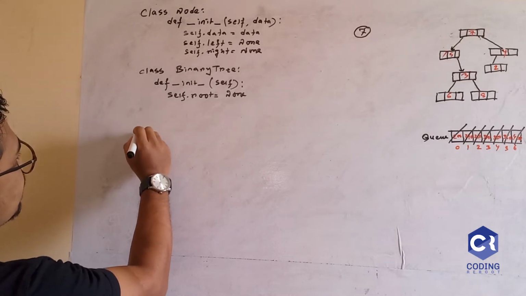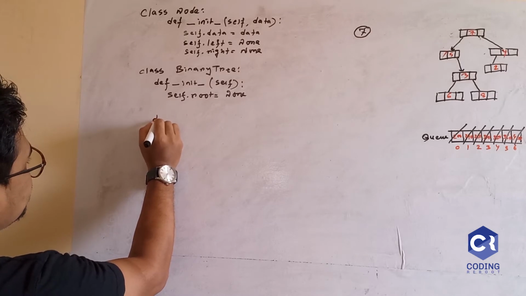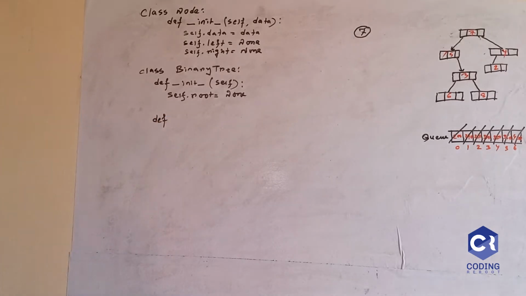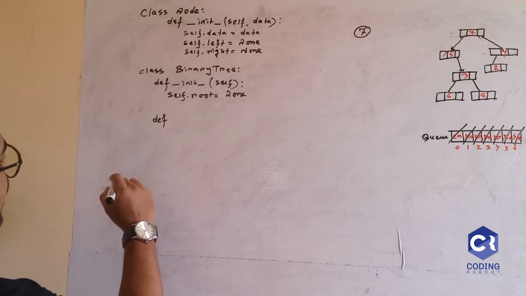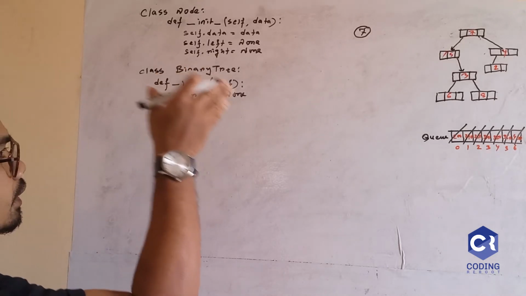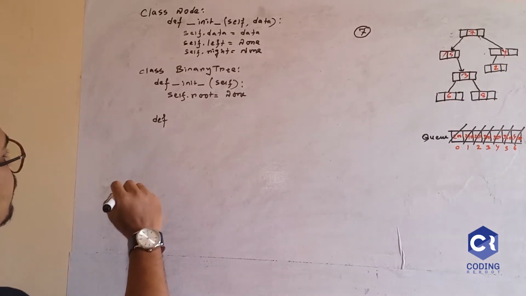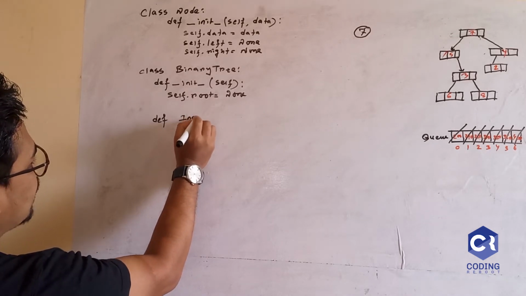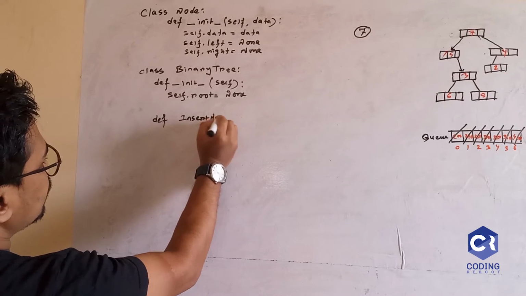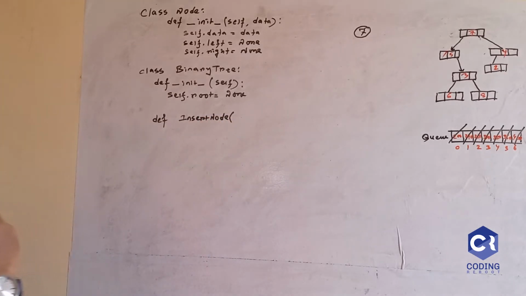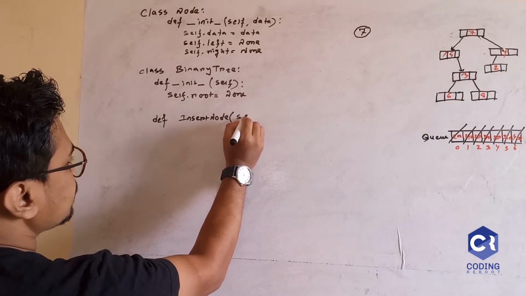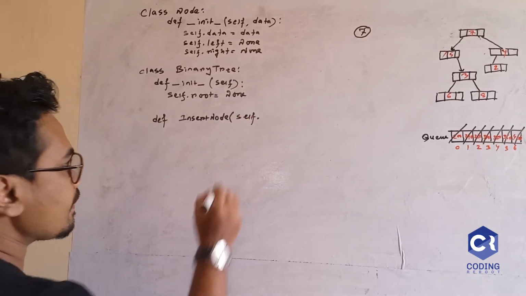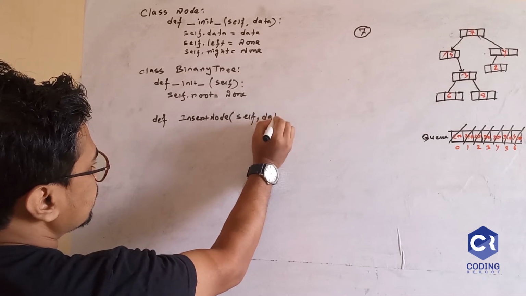Now let us define another function. All right, algorithm. We are going to devise an algorithm to implement our binary tree. For implementing a binary tree, we have to first implement an algorithm to insert a node into our binary tree. So we are going to name this function insert node, and it will take two parameters, that is self and data.